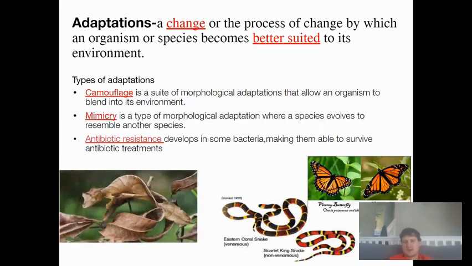All right, just as a callback, let's refresh an adaptation. An adaptation is a change or the process of change by which an organism or species becomes better suited to its environment. Some types of adaptations are camouflage, mimicry, and antibiotic resistance, all things that we spent some time discussing. Right here we can see camouflage down here. Very cool. We can see mimicry between these snakes. And then, of course, I don't have antibiotic resistance, but that was the last question we had on our test.